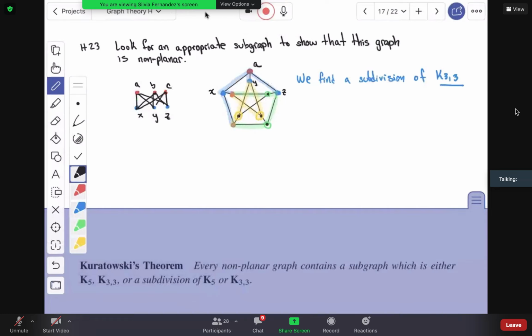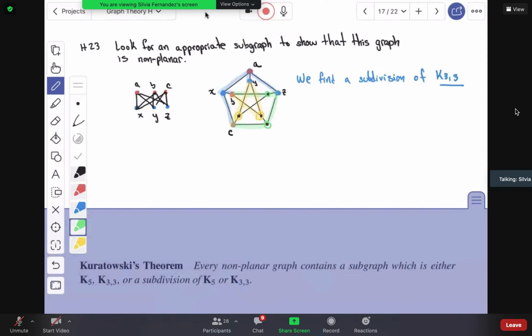Okay. And then X needs to be joined to A, B, and C. So I'm going to label that one B and this one C. Z needs to be joined to A, B, and C. It's joined by blue here, and then by green there, and then by green there, which means that my Z-B has a subdivision. So Z-B.